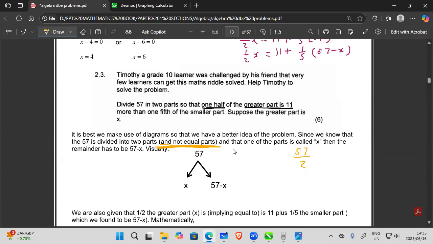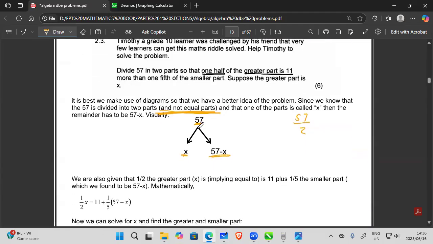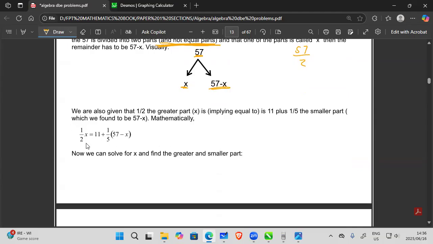And if one of the parts is called x, then the remainder has to be 57 minus x. Visually, this is 57, then 57 minus x, and that'll be x. We are also given that half of the greater part, so half of x, and see the word "is" is implying equal to, is 11 plus 1/5 of the smaller part, which we found to be 57 minus x. Mathematically, we write 1/2 x is equal to 11 plus 1/5 times (57 minus x).